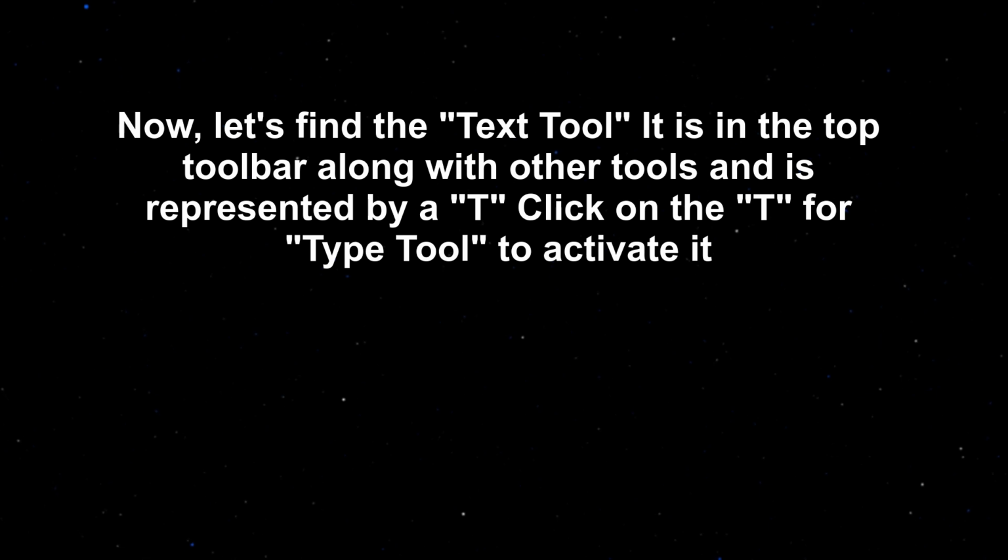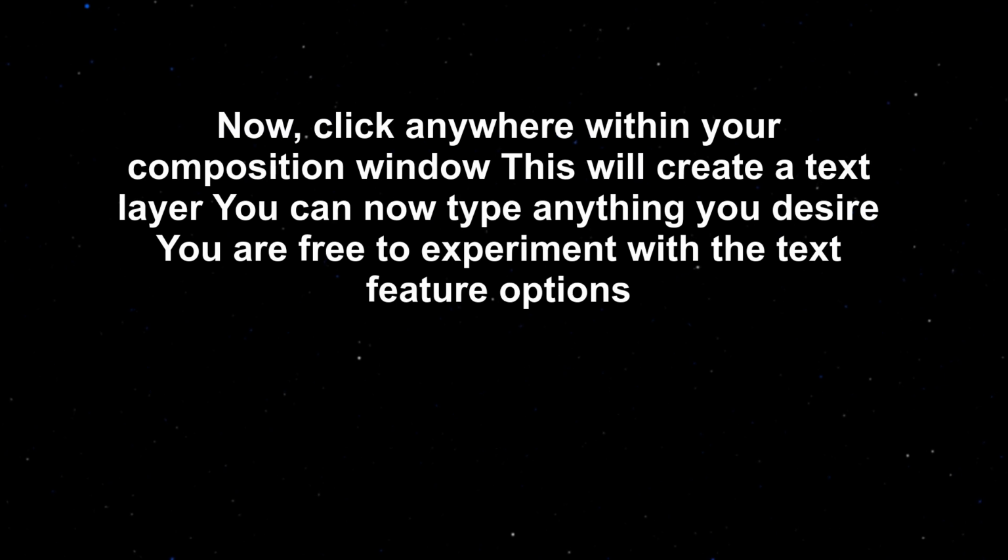Now, let's find the text tool. It is in the top toolbar along with other tools and is represented by T. Click on the T for Type tool to activate it. Now, click anywhere within your composition window. This will create a text layer. You can now type anything you desire. You are free to experiment with the text feature options.